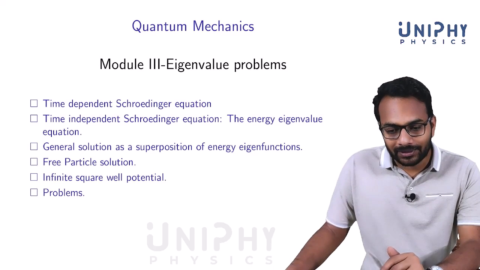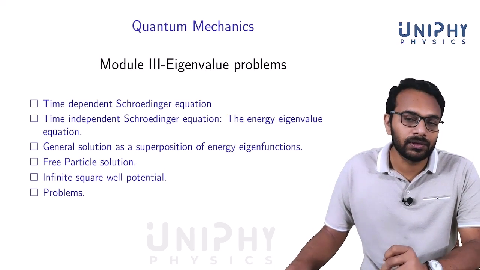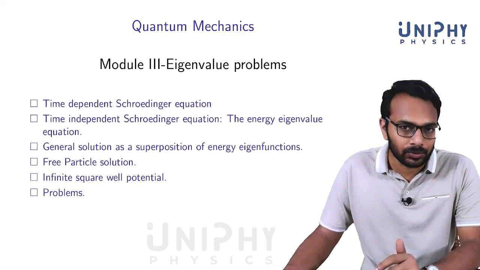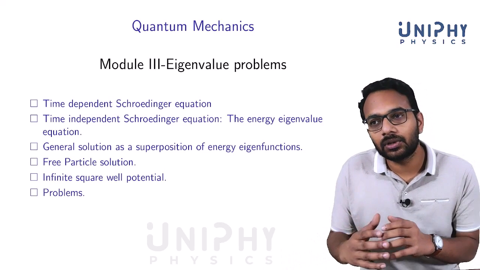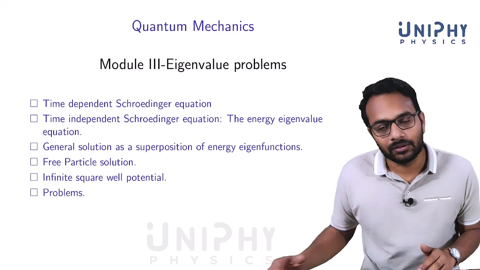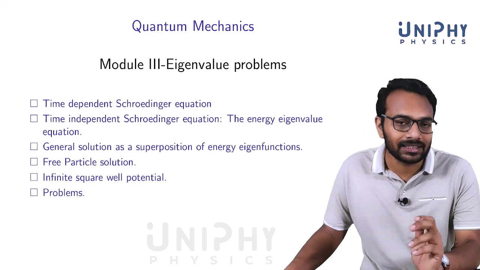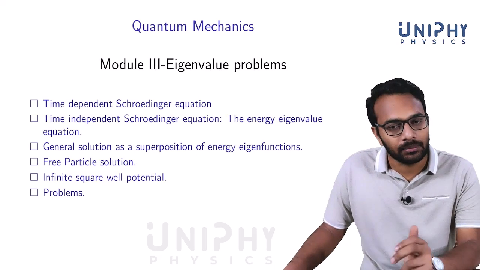Okay, so we'll see that the Schrodinger equation in some situations leads to what we call the energy eigenvalue equation. So solving the Schrodinger equation in these situations involves solving the eigenvalue problem. Okay, so that's what we'll look at. We'll look at some simple examples and do a couple of problems.